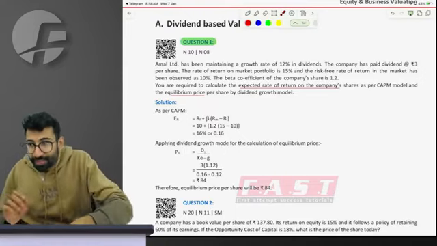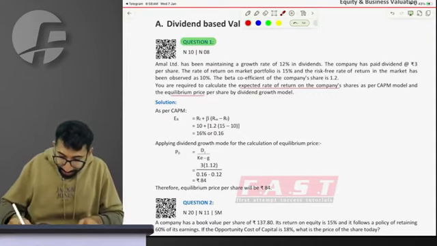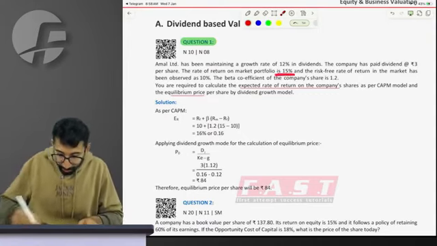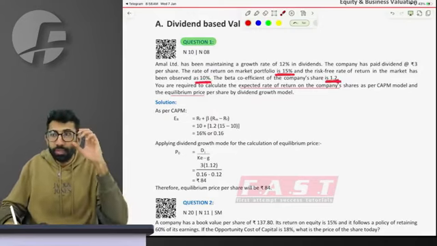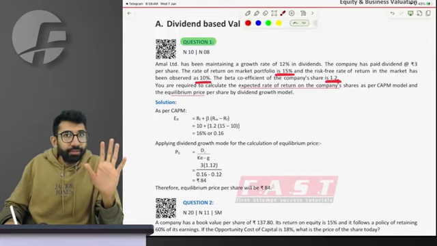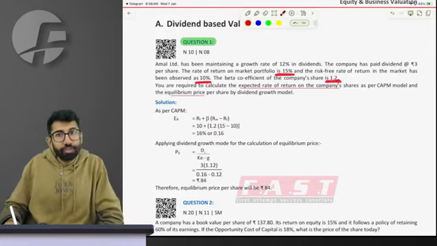Come on, answers please. Sir, what has been the RM? 15%. What has been the RF? 10%. What has been the beta? 1.2. Did you try calculating the cost of equity first of all? Yes, sir. What is the cost of equity?